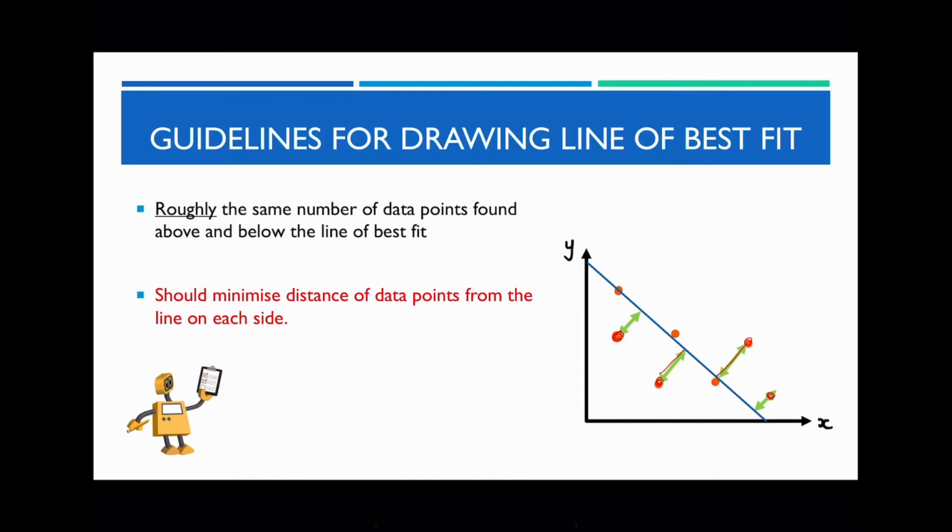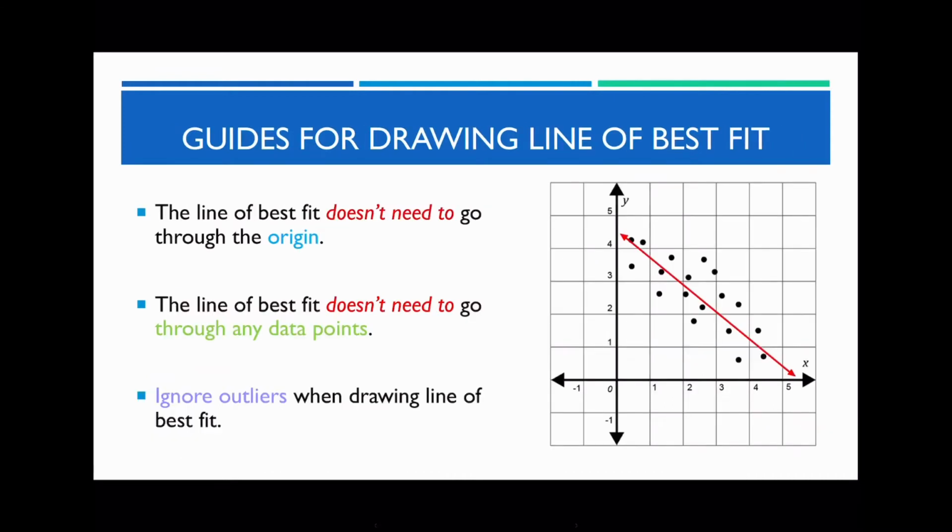Other things that you need to consider or note down when you're drawing the line of best fit is that it doesn't necessarily have to go through the origin. The origin is this part over here. Notice in this particular example, my line of best fit doesn't actually go through the origin at all. So it doesn't go through the point 0, 0.